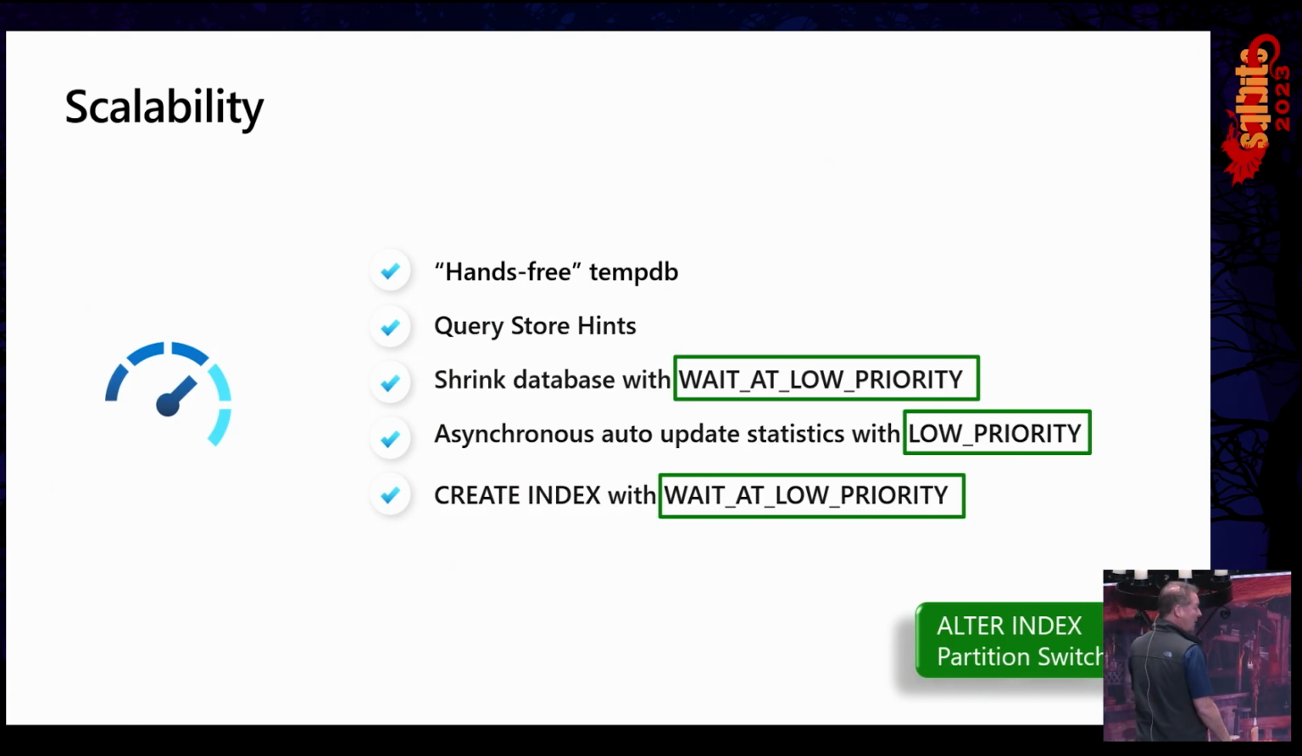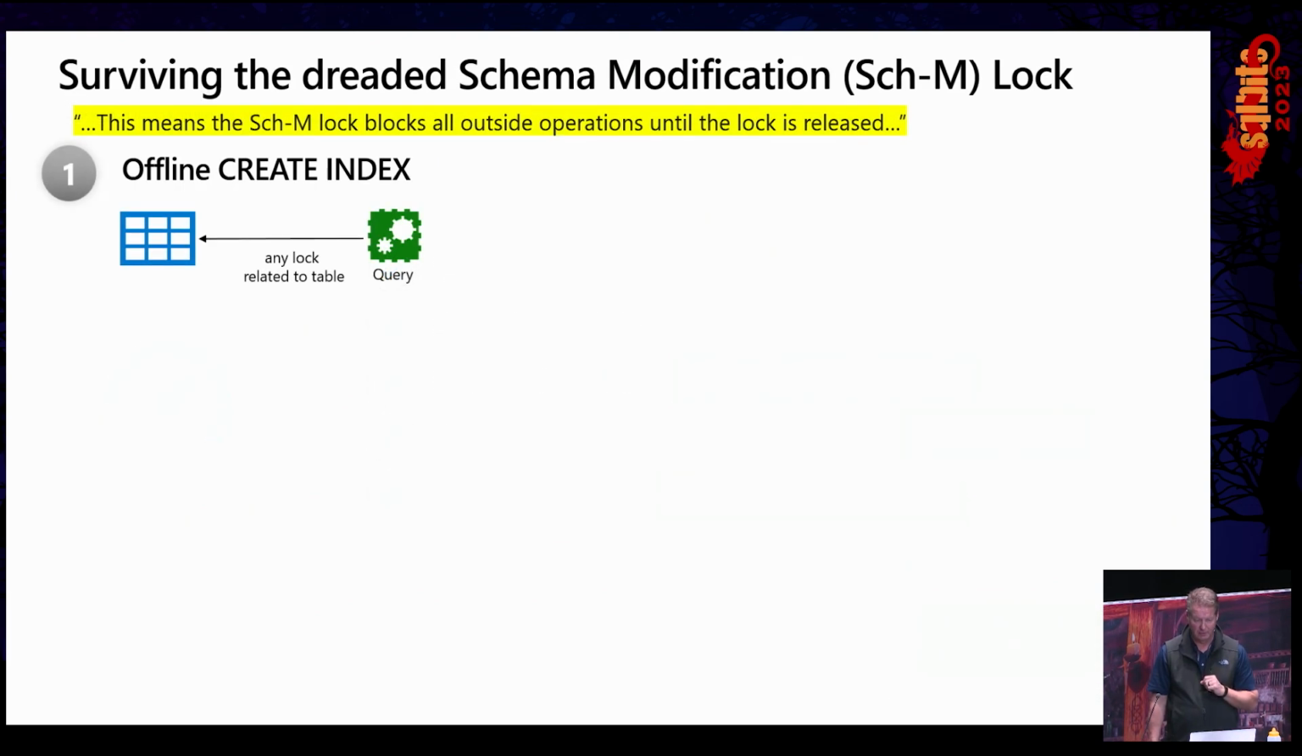Schema modification locks are painful because you do maintenance operations that go grab a schema modification lock and it blocks the world. And so what we've done is we've added a concept called low priority for some of these operations so they don't do that. They take a lower priority when they grab this lock. Let me show you an example. An offline create index grabs a schema modification lock in this scenario.